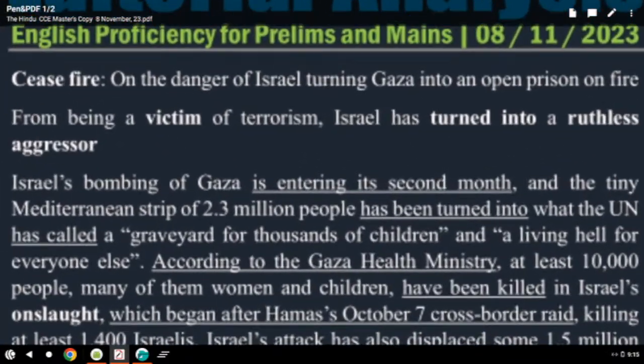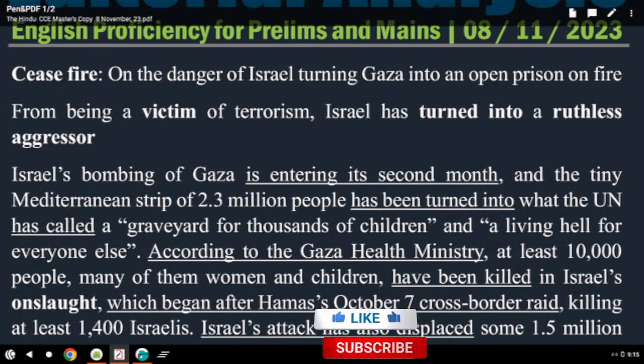How does it start? Cease fire means taking a break or announcing truce. Stop fighting. On the danger of Israel turning Gaza into... In the editorial, you come across one particular phrasal verb. Please underline turn into, turning into. It has been used many a time. Turning Gaza into an open prison on fire. Now, what does it mean? Underline the words open prison on fire.